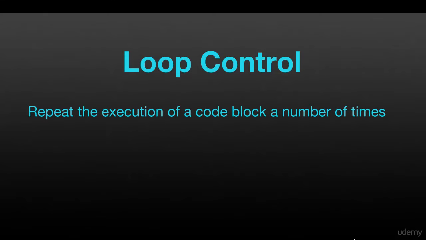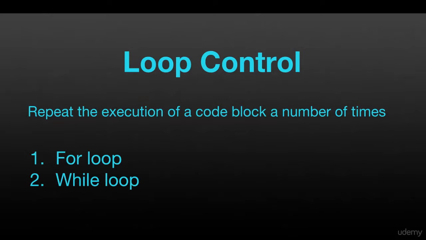That's when we use loop controls. So essentially, loop control allows us to repeat the execution of a code block a number of times. We do have a few loop controls we are going to be learning. The first one is the for loop, which is the most used or common one. And the next one is the while loop.